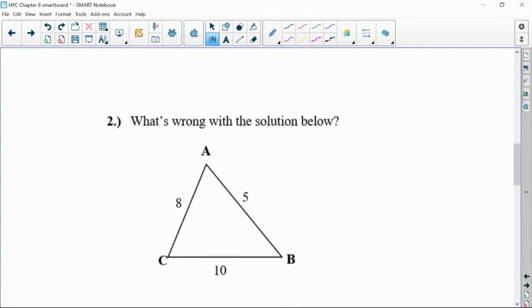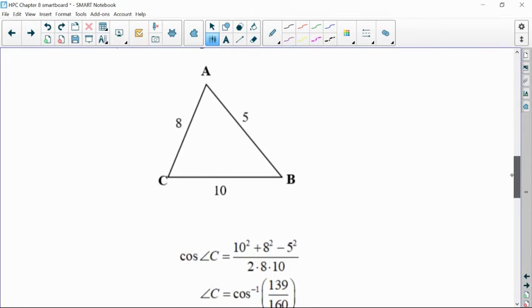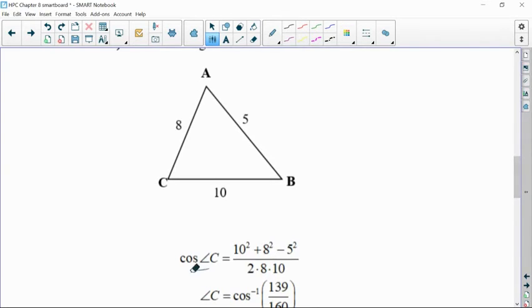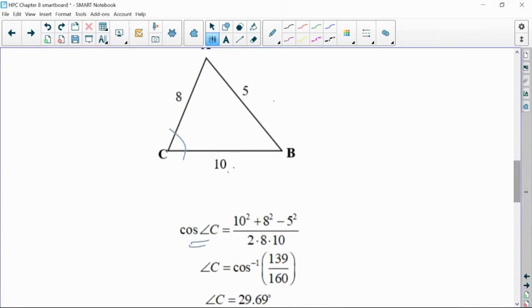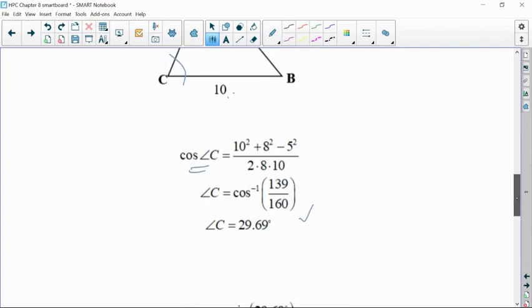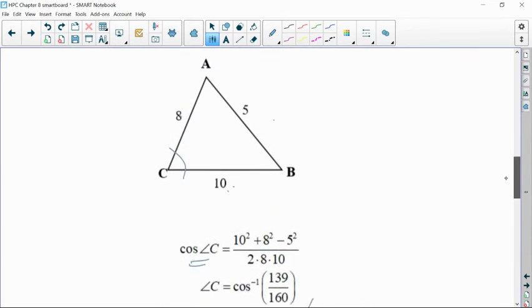Okay, so hopefully you've paused the video. We could see what's wrong, and the thing I'm noticing is they solved for cosine of angle C first, and they didn't do anything wrong. They found cosine of C perfectly. It's 10 squared plus 8 squared minus 5 squared over 2 times 10 times 8, and they got that angle to be 29.69. There's nothing wrong with that. That is the angle. But then look what they solve for next. They solve for angle A second.